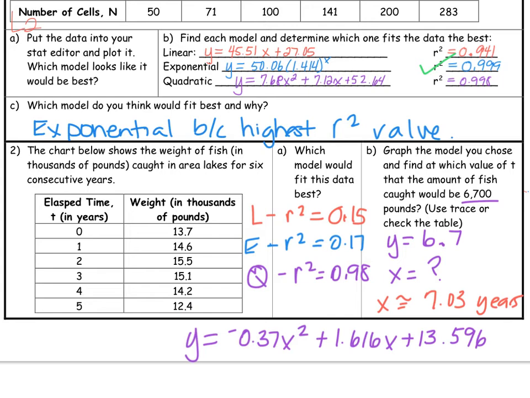So in letter B, which model did you choose? We chose quadratic, and it's asking you when y is equal to 6.7, what's our x value? What's our elapsed time in years? And why 6.7 instead of 6,700? Because our weight is being measured in thousands of pounds. So it's 6,700 pounds. As a decimal, according to our list 2, our y values, it's 6.7. So I just went to second trace, or second graph, and looked to see when y was equal to about 6.7, and that was somewhere around 7 years, and 7.03 years to be exact.